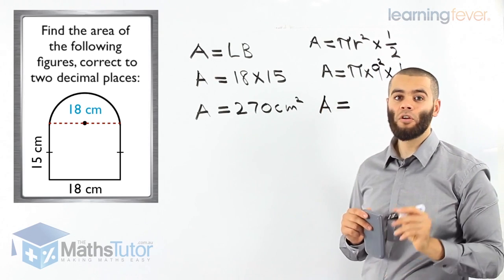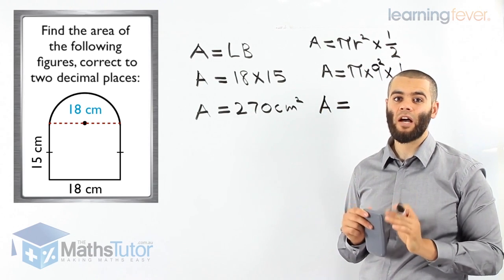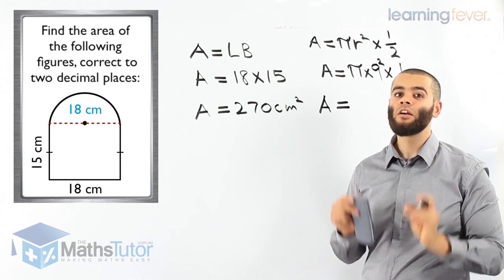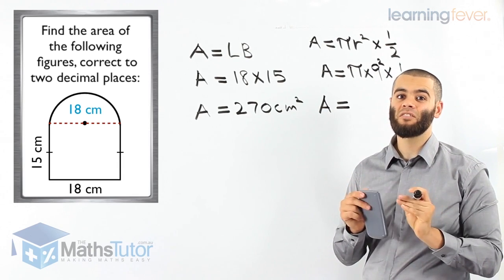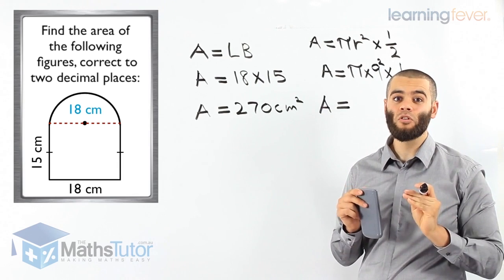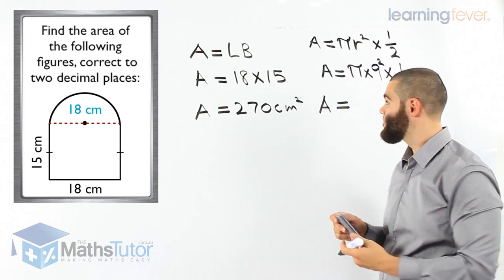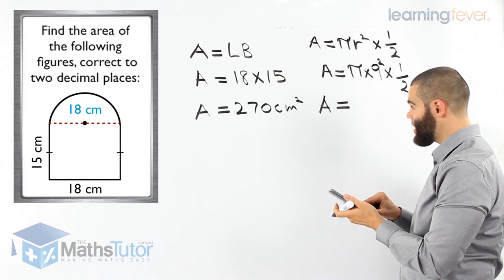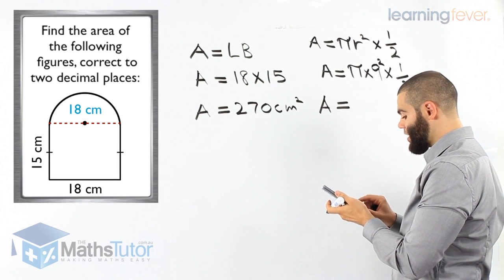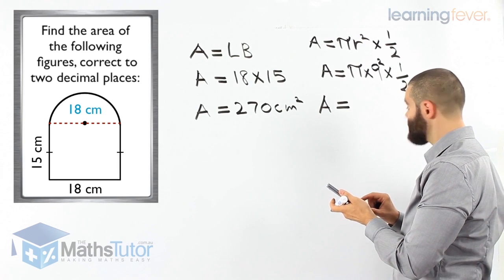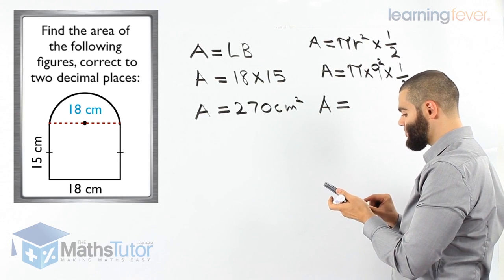Very important to notice the information and to look carefully at the diagram. I always tell students, zoom in, look at the diagram, the figures in detail. Sometimes there's information that you need to look for before you can work anything out. Now, put it in a calculator. Pi times 9 squared times a half.